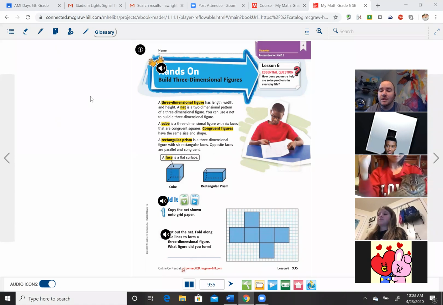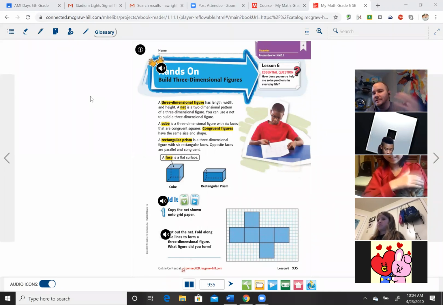So that magic word keeps coming up, congruent. Congruent is when everything is the same size and shape. So in this case, it's a cube because it's all squares, right? Congruent means same. That's all you have to remember. Remember, congruent means same.